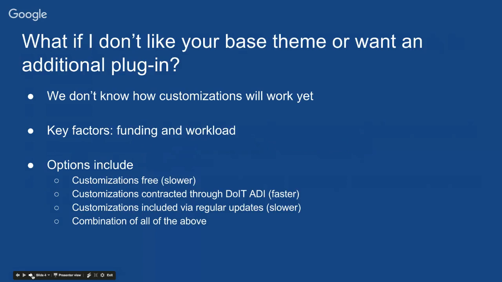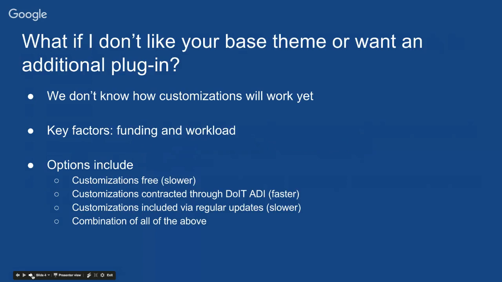It's possible that we would go to a model where customizations would be contracted through DoIT ADI. This would be something you then work directly with them on. You would have to pay for it, but you would get exactly what you want. Theoretically, it should be faster because you're contracting for the work. You would set a timeline, stick to it, etc.